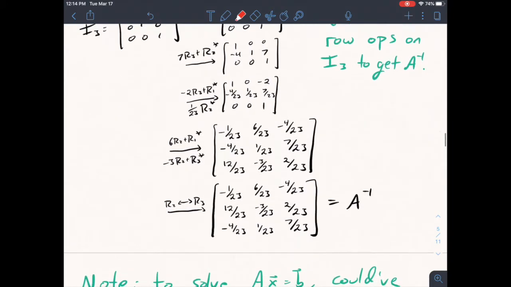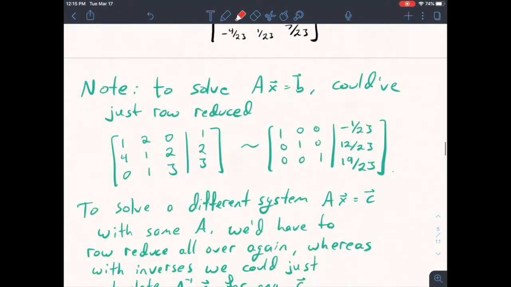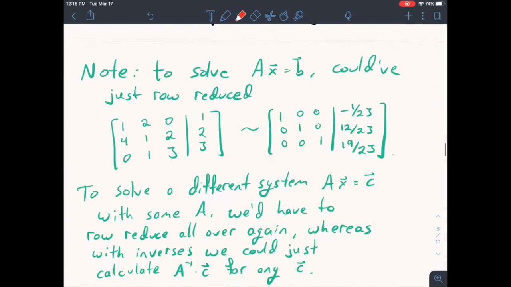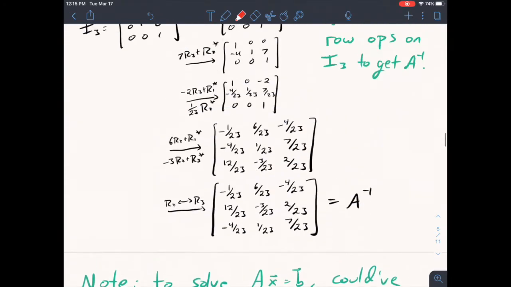All right. So anyway, this is our inverse. That's how we find them. All right, cool. What's the usefulness of this?